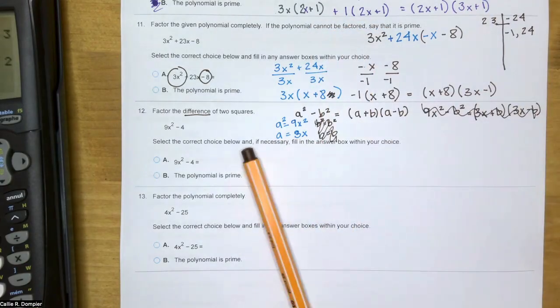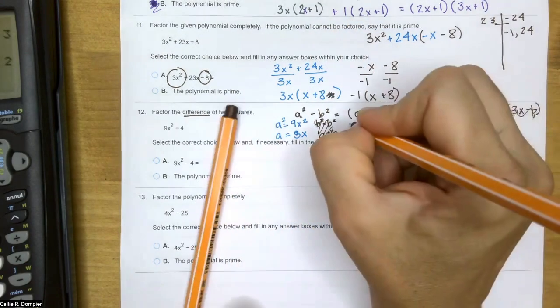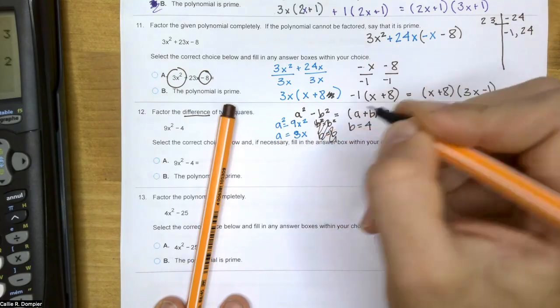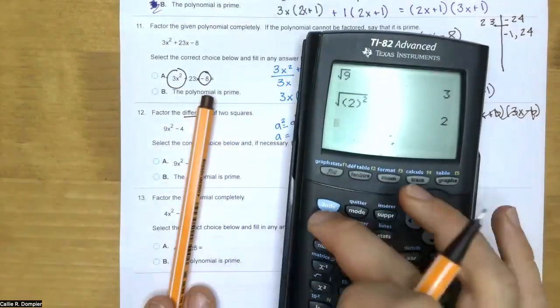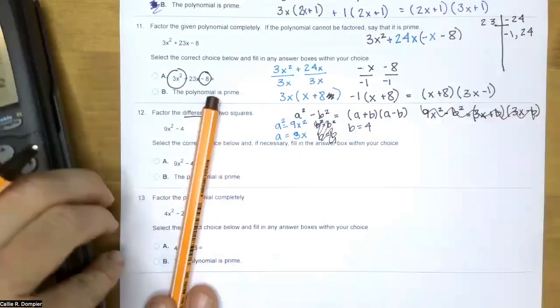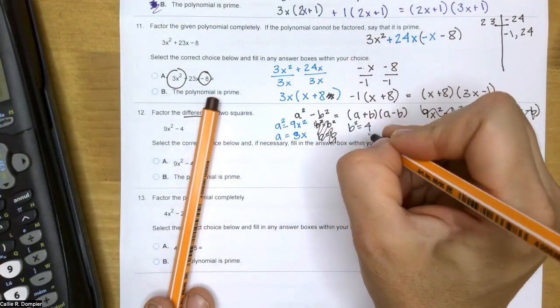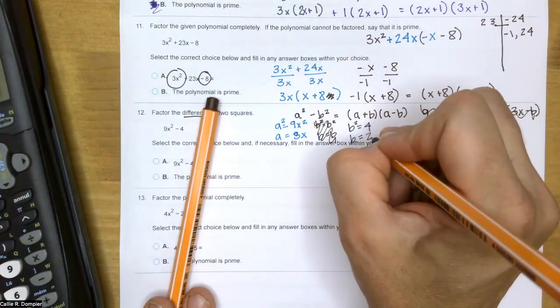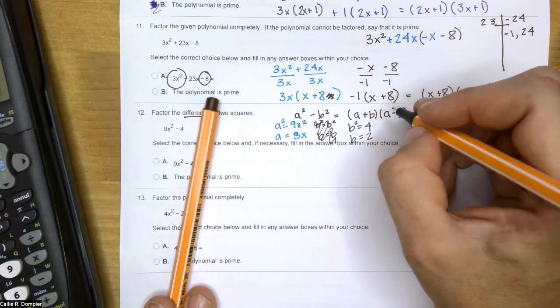That was correct. But our b is actually 4. So b is 4. Again, if you want to use the square root button, you just say, what is the square root of 4? It is 2. So if b squared is 4, b is 2, and then we're going to put those back in there, right?